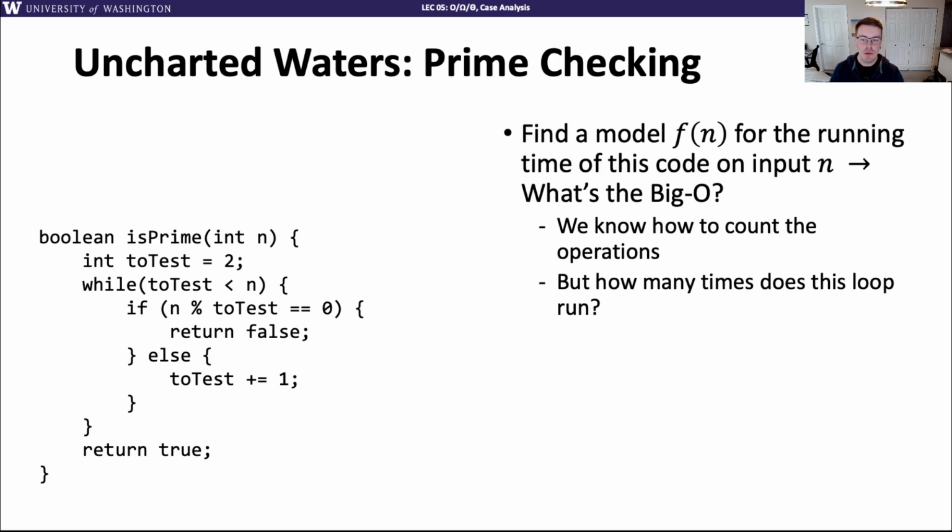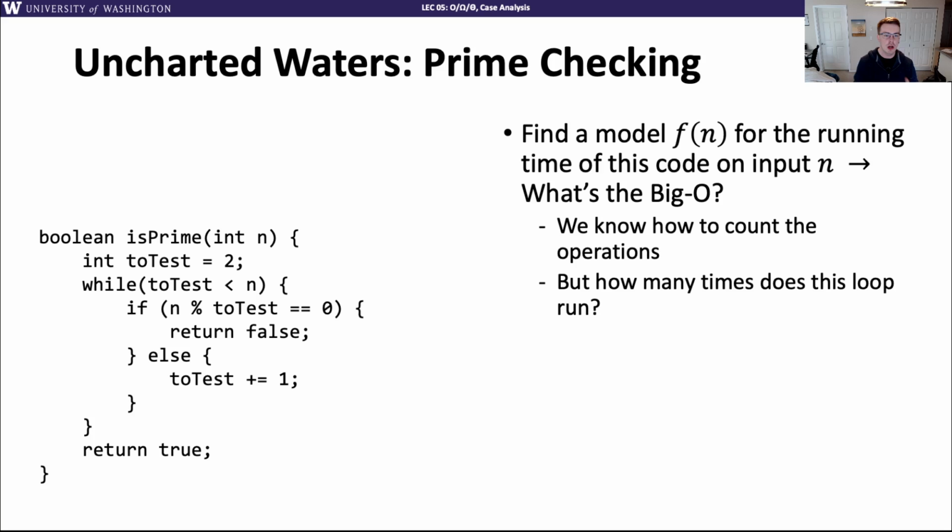You start at 2, you loop through until you reach n, and you just check if every single number can divide your input n. If you ever find one that does divide it, you can return false because it's not prime. Otherwise, return true. And so now our goal is to do some algorithmic analysis on this.